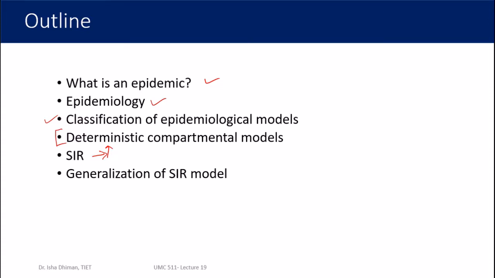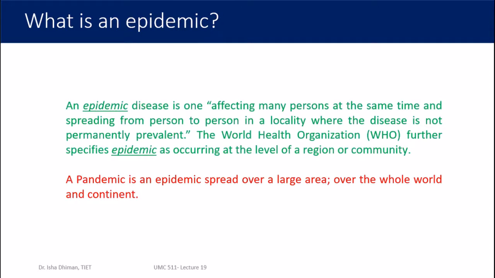So let's begin. So the first question we want to answer is what is epidemiology? And to have an answer for that, first we need to know what is an epidemic. So this is a definition coming from World Health Organization, which defines an epidemic like this. An epidemic disease is one affecting many persons at the same time and spreading from person to person in a locality where the disease is not permanently prevalent.